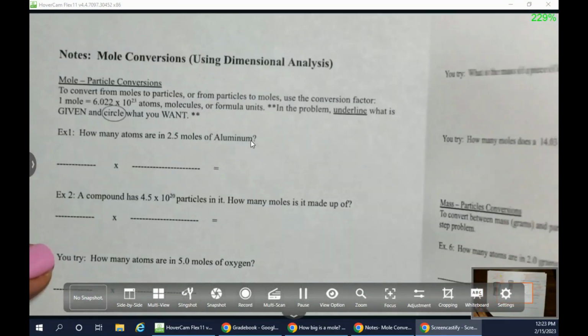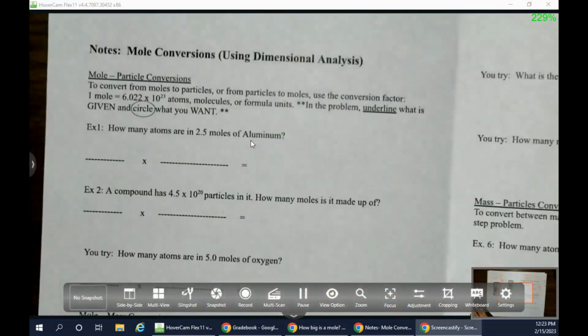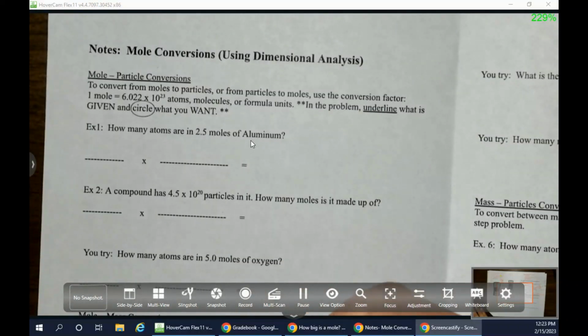All right, so mole conversions using dimensional analysis. So there's the point of why I gave you all those annoying warm-ups, right? And we're going to continue working on dimensional analysis. On Friday, we're going to be at it again, okay? We are going to master dimensional analysis. It is a very important life skill, believe it or not.